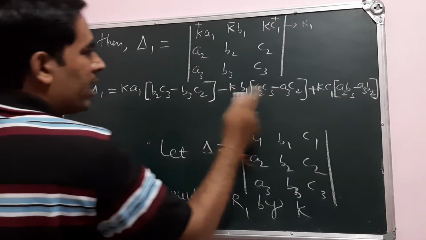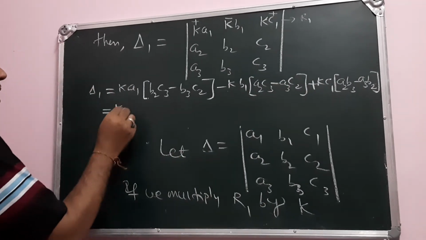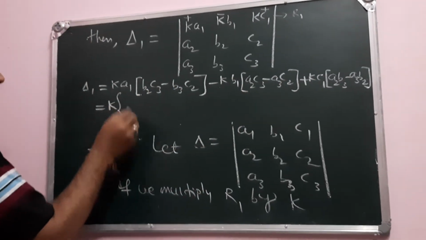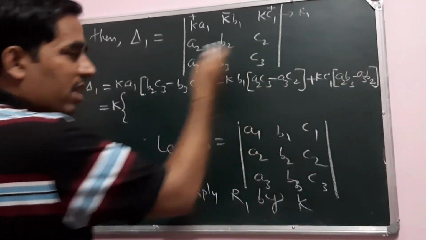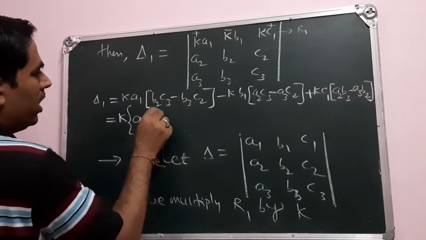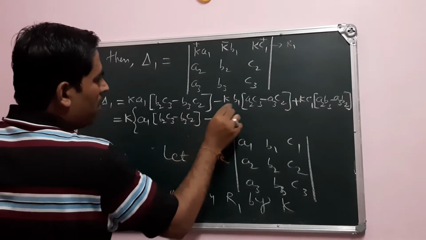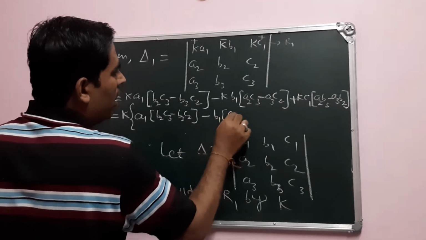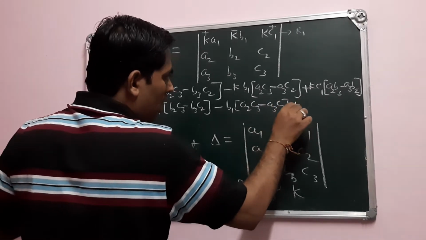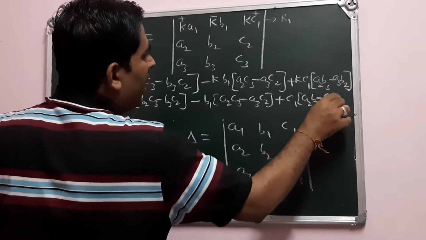See, in every term I have k. So I will take that k outside. K is present in every term, so I will take k outside. Whatever terms are left inside, I will write them as they are. So you can copy here: a1 into b2 c3 minus b3 c2, minus b1 into a2 c3 minus a3 c2, plus c1 into a2 b3 minus a3 b2.